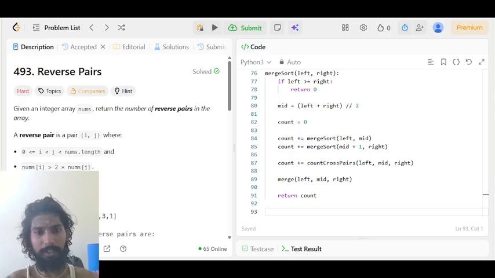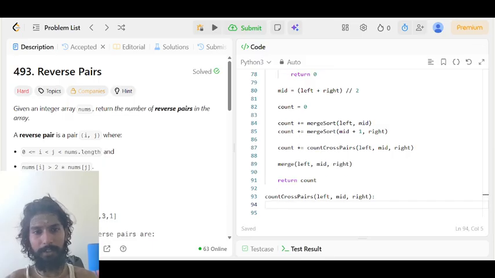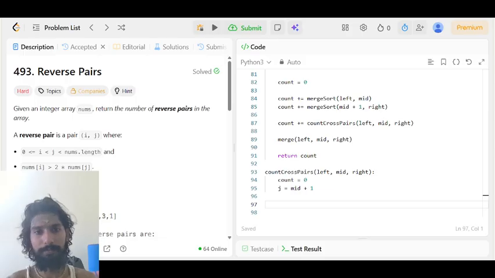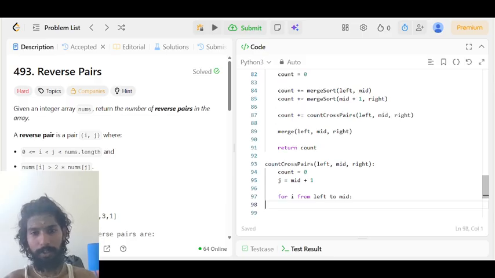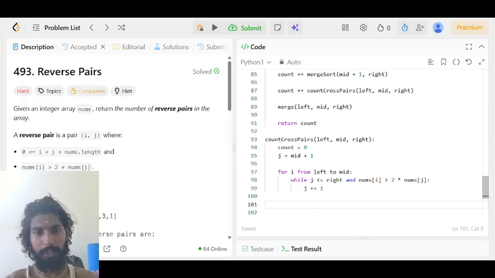Next we write the count cross pairs function. It accepts three parameters: left, mid and right. We initialize count equal to 0 and j equal to mid+1, the first element of the right half. Then we run the loop for i from left to mid. We keep on increasing j till the condition holds true. When this inner loop ends, we increase the count. Finally, we return the count.